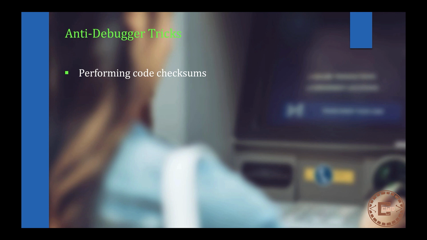Performing code checksums, that's pretty cool because basically if you change something in the malware, like an interruption CC, then the checksum is going to change. The integrity, the hashing mechanism is not going to be the same, and they will detect that there is a change in the program.